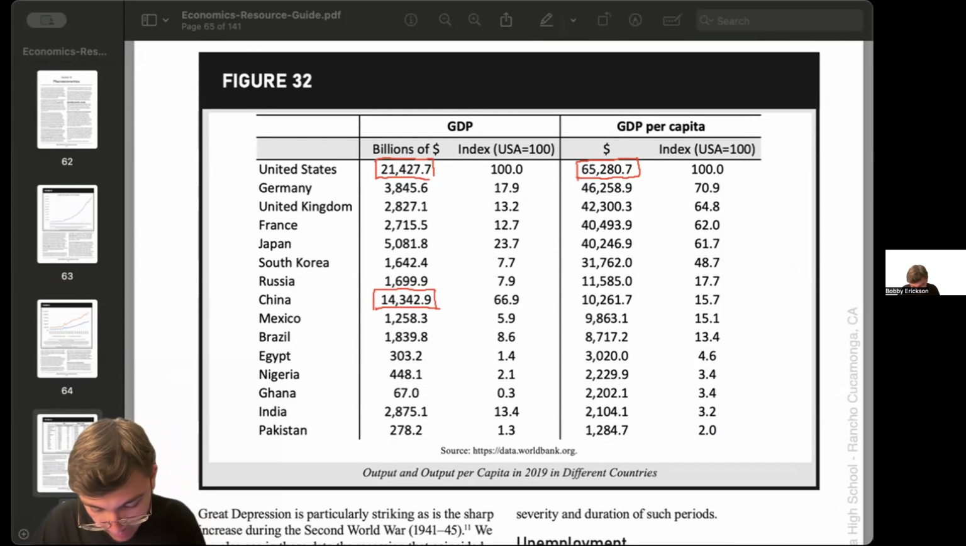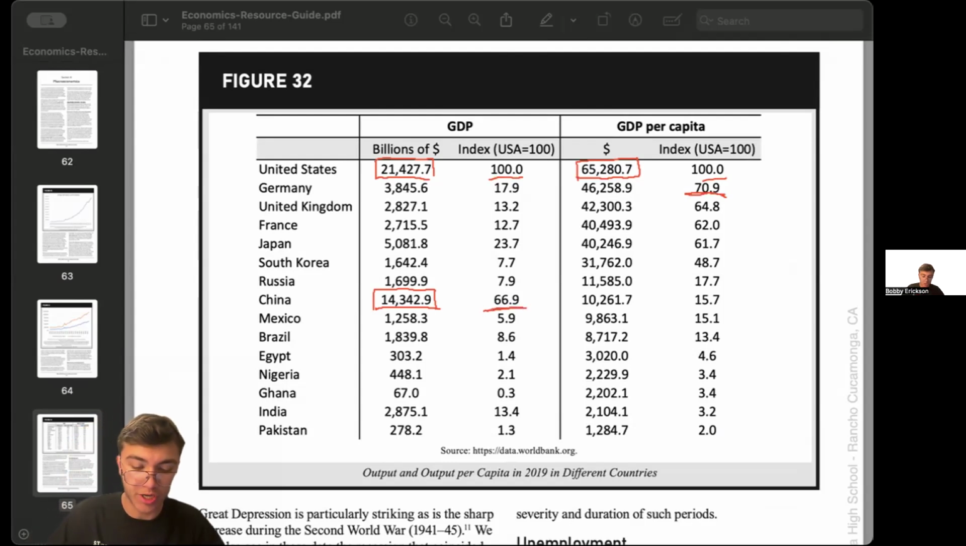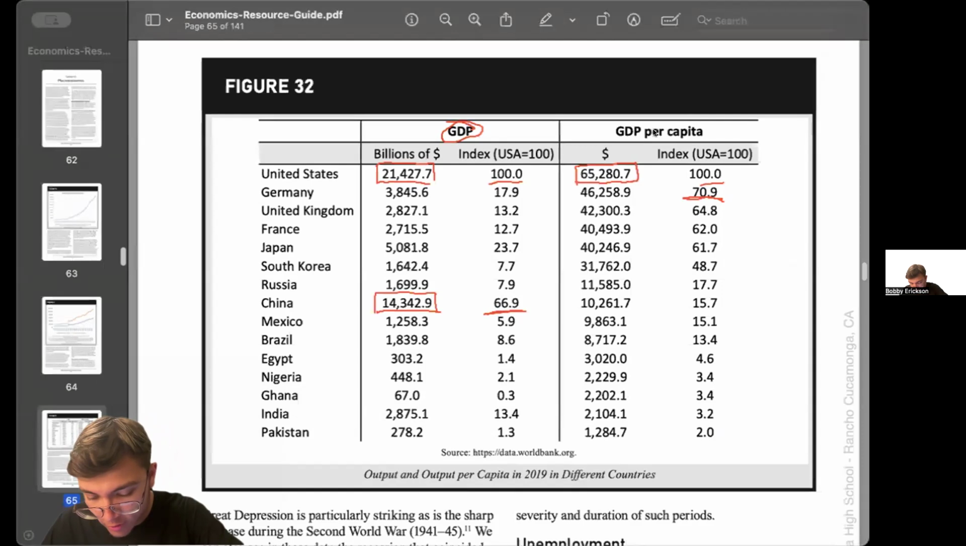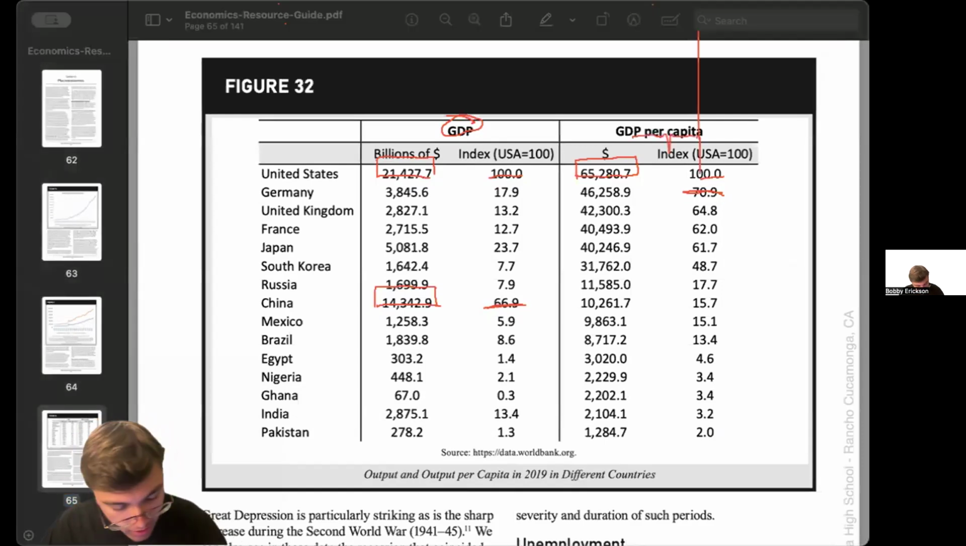We can also see there are index numbers here that show us what the percentages are out of the US GDP and GDP per capita. So we can see, for example, that Germany has the next highest GDP per capita, whereas China has the next highest overall GDP. Because remember, just GDP is not adjusted for the size of the population, while this one is adjusted for the size of the population as a whole. Oh dear. Let me erase that.